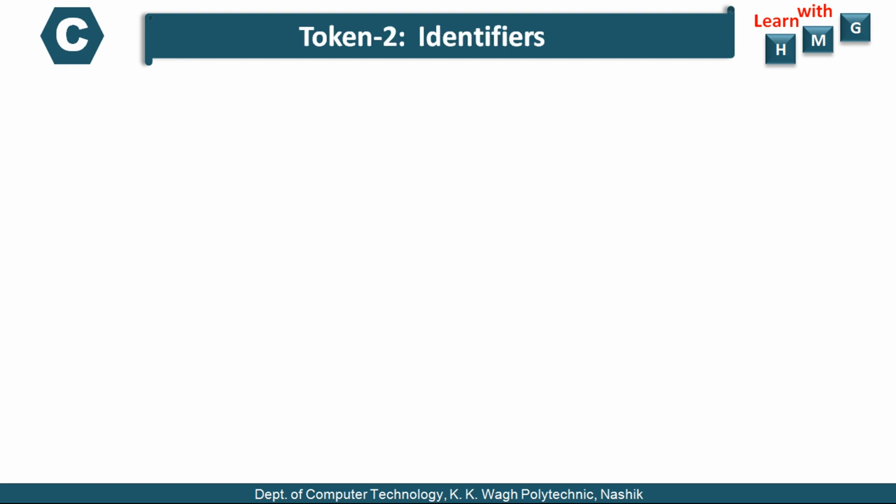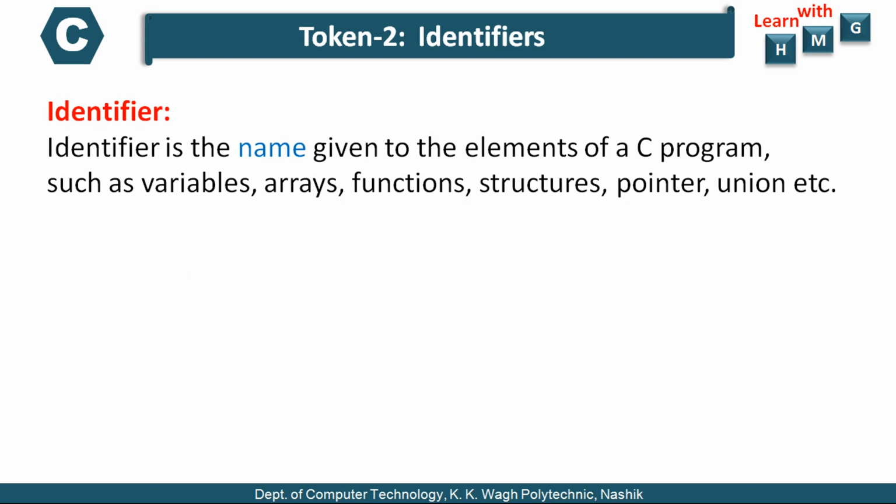Then the identifiers. An identifier is a name given to an element of a C program, such as a variable, array, function, structure, pointer, etc. Whenever you are writing a C program, you will come across variables, arrays, functions, structures, pointers, unions, etc. These are the entities you will use in your C program, and these entities will be identified with a certain name. That name is the identifier, which acts as the identification for this variable, array, function, structure, pointer, union.